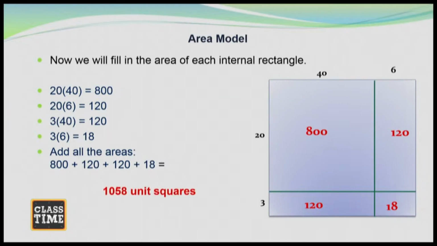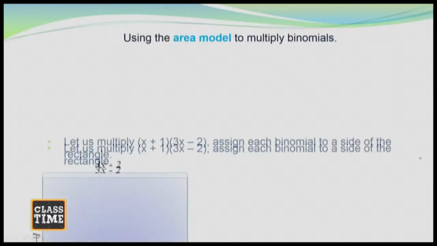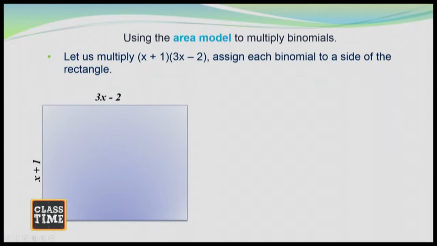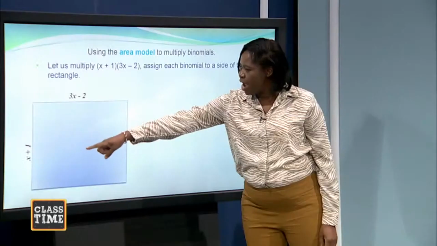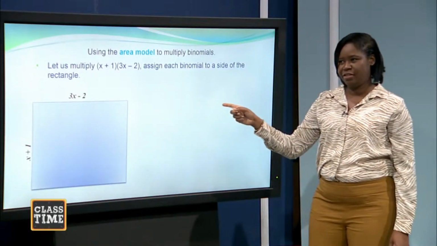Now, how will we use this area model to help us multiply binomials? I think we can do it. Here we have the multiplication. In the first bracket, we have x added to 1. In the second bracket, we have 3x subtract 2. I've noticed that you have assigned each binomial to a dimension. Exactly so.